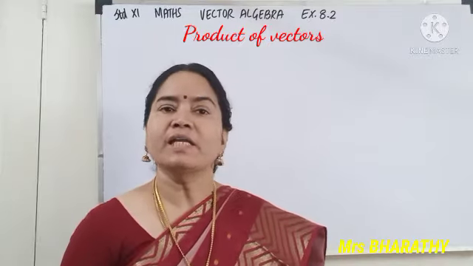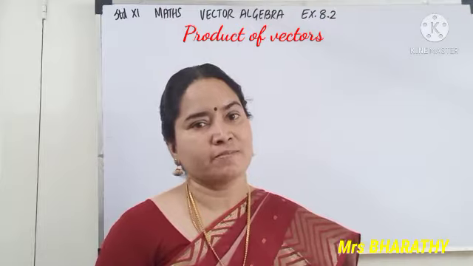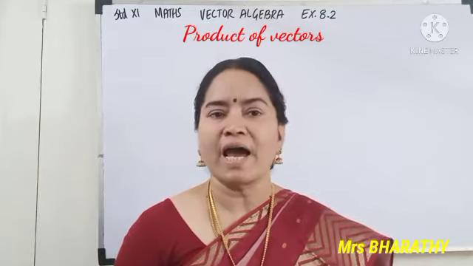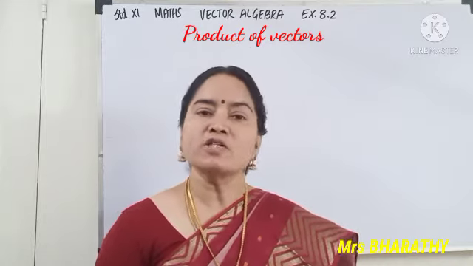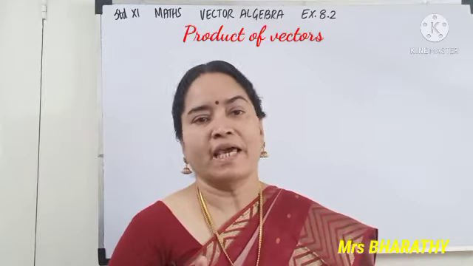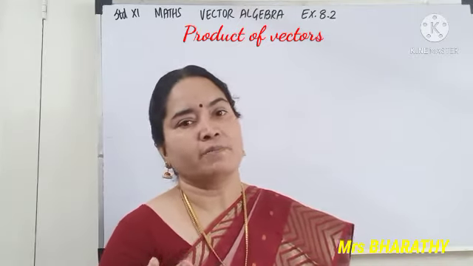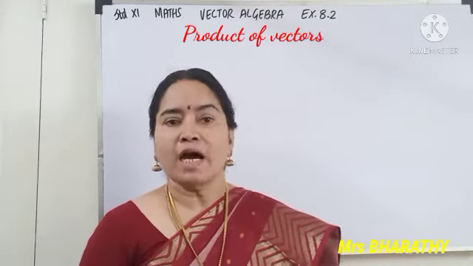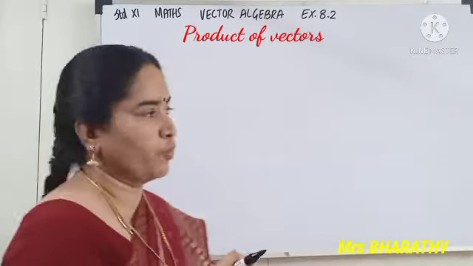That is, we learned how to add OA plus OB vectors. We learned how to subtract OB vector minus OA vector. We also learned twice A vector, 3 times B vector, minus 4 times C vector. Now we proceed on for multiplication of two vectors.